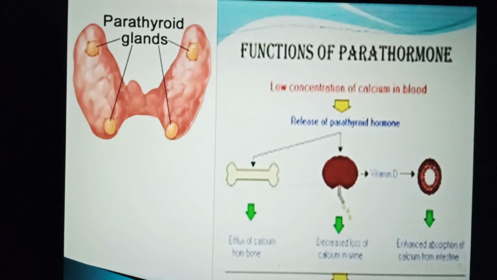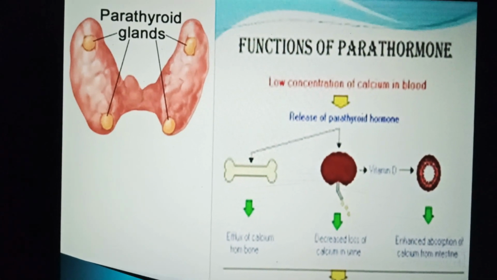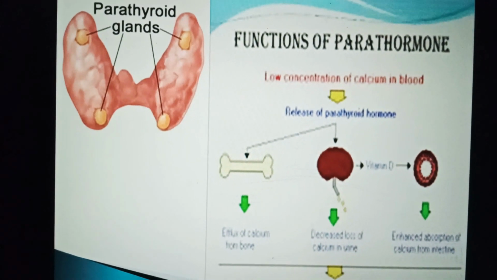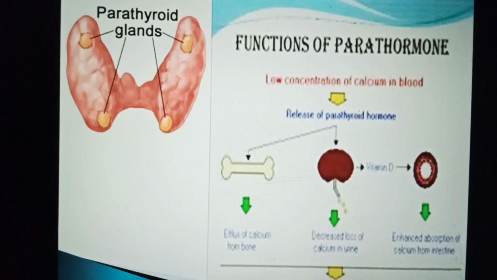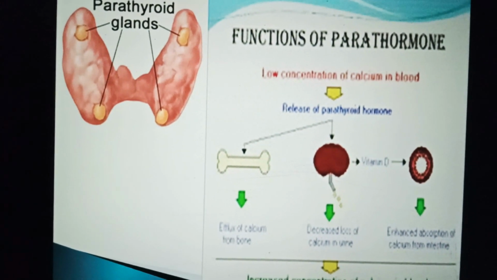The next one is the parathyroid glands. These are four glands situated on the posterior side of the thyroid gland. They produce a hormone known as parathormone. It increases the level of calcium ions in blood.